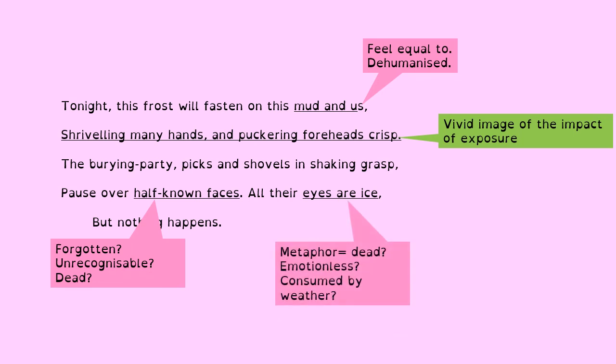And then their eyes are described as ice, and this metaphor could talk about the fact that these soldiers are dead or emotionless, so they kind of walk around like ghosts, as referred to previously in the poem, and they aren't feeling anything anymore. They've had to cut that part of themselves off. Or are they just so consumed by the weather that they are literally turning into the weather?